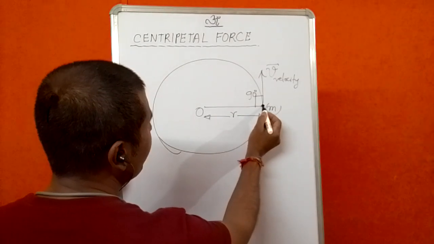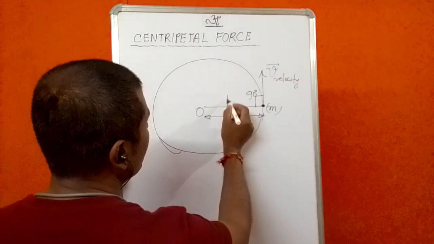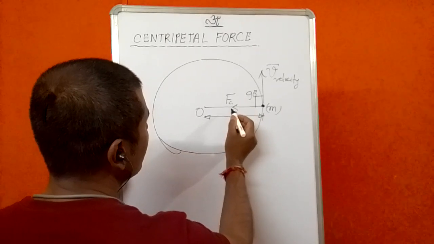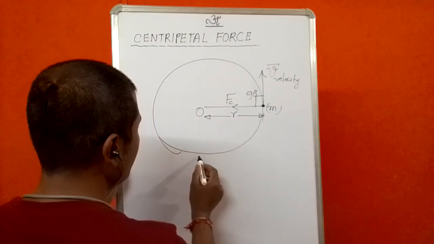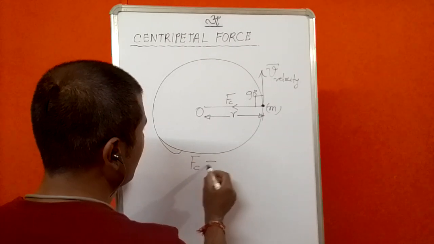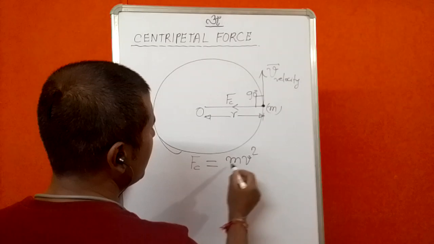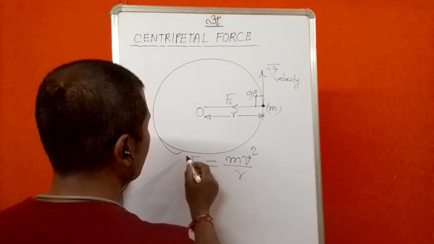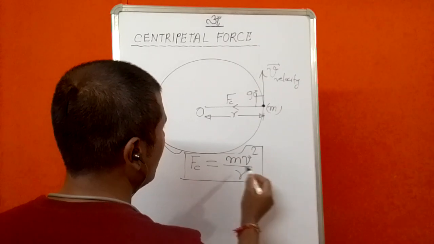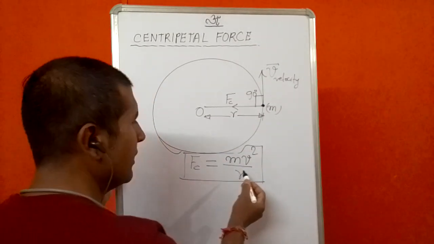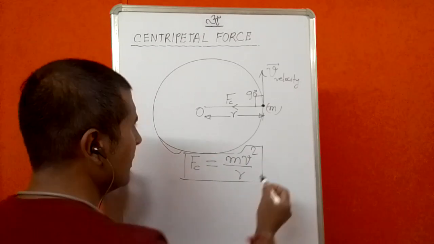So there will be a force acting towards the center which is known as centripetal force. So centripetal force Fc is equal to mv square by r, right? The m is the mass of the body and v is the velocity and r is the radius.